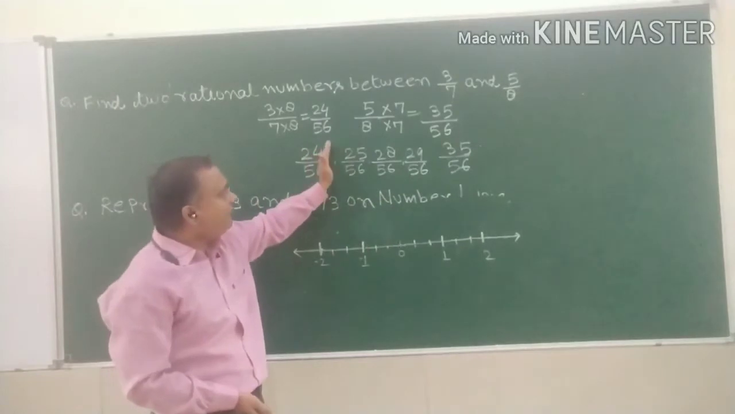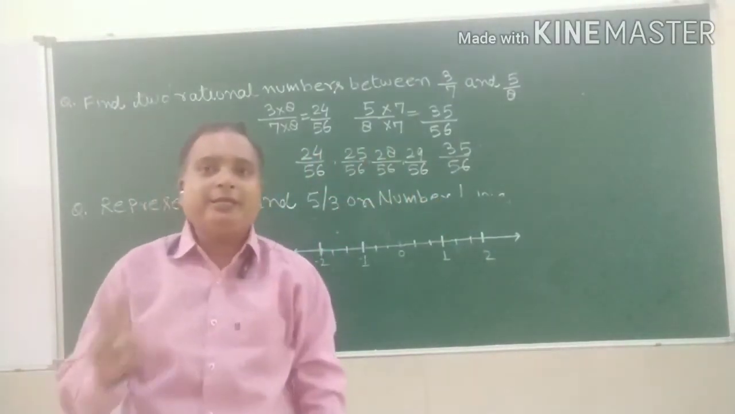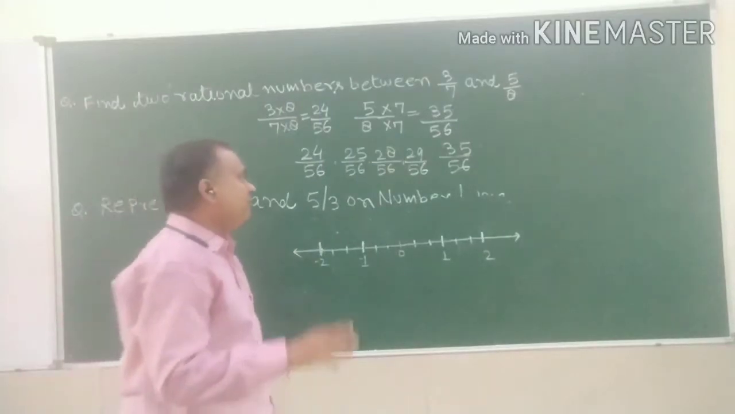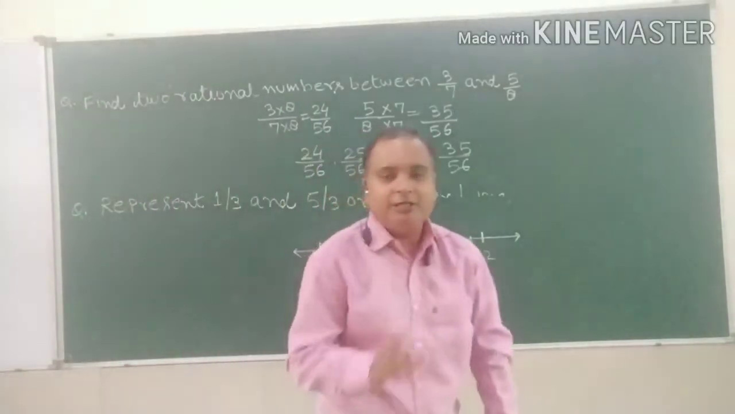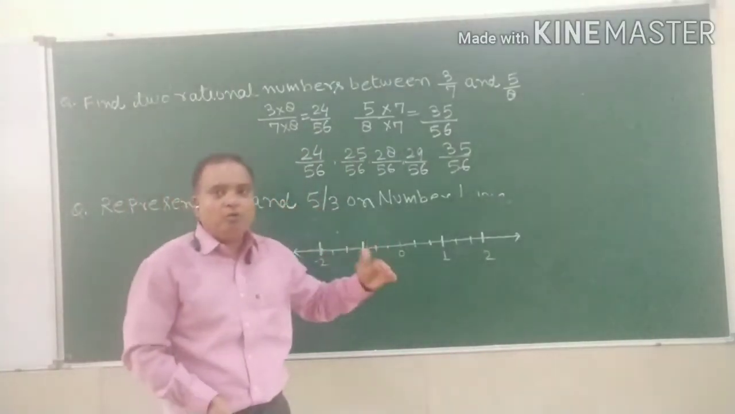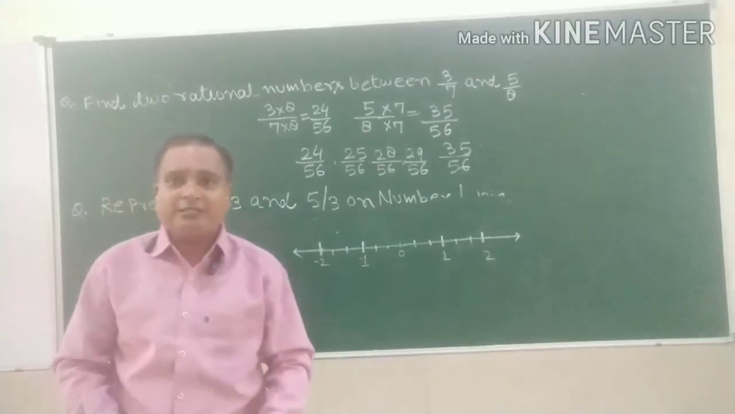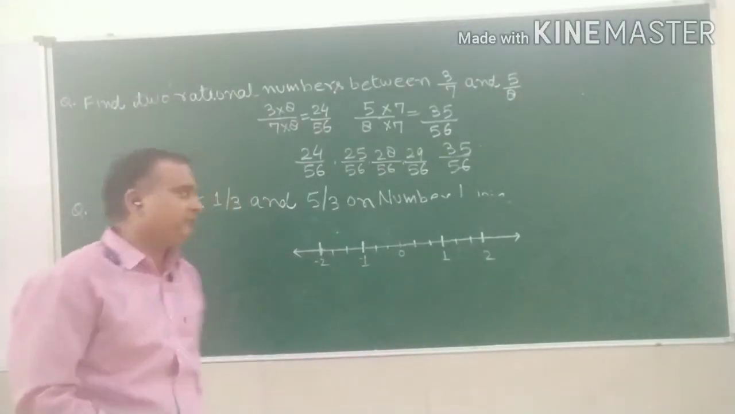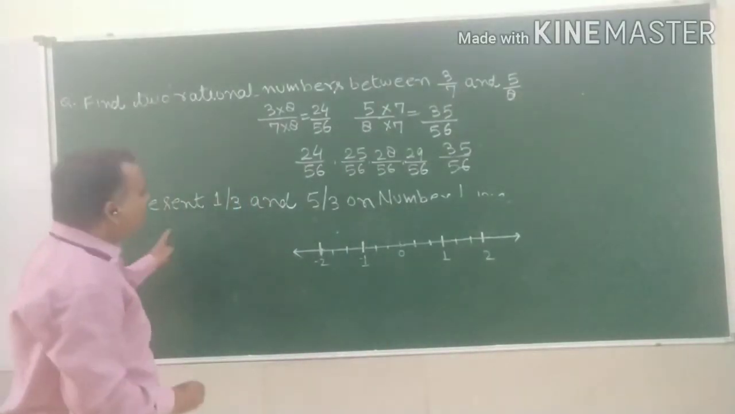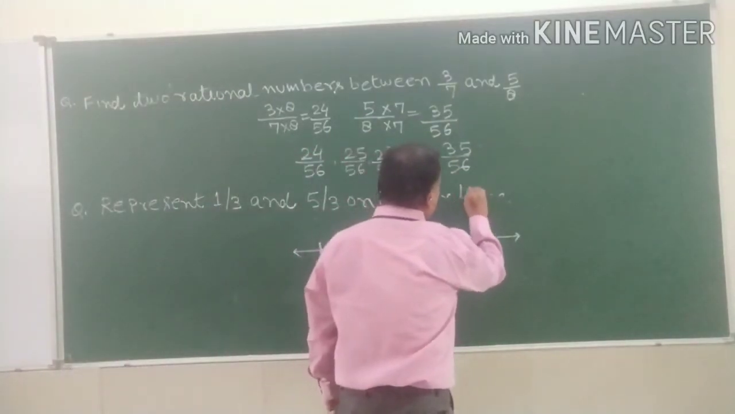Now, in between 24 and 35, you can take any two values. You can take 25, 26, 27, 28, 29, 30. You can take any two values. Like this, we can find two or more than two rational numbers, like 3 rational numbers, 4 rational numbers, or 5 rational numbers. Next, represent 1 upon 3 and 5 upon 3 on a number line.